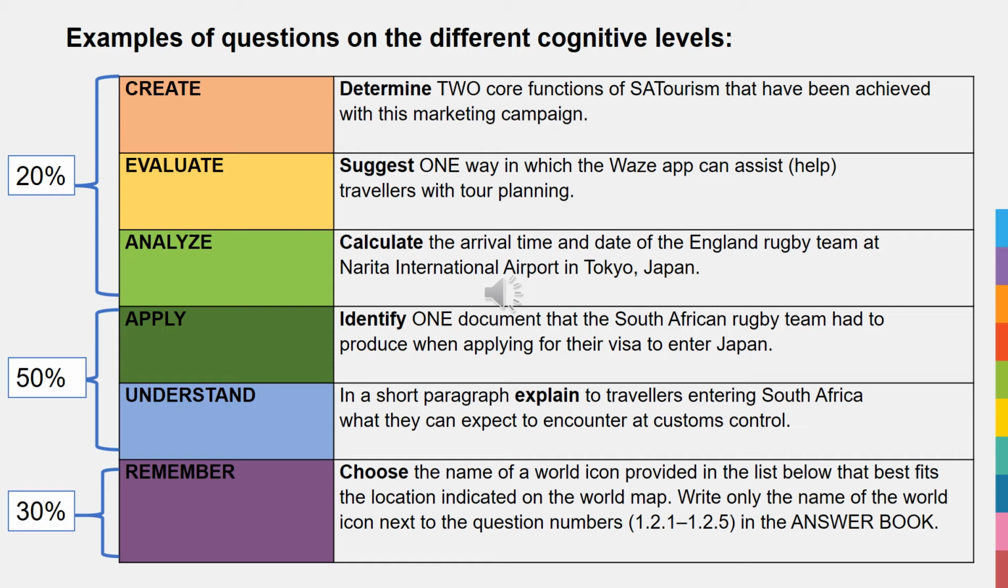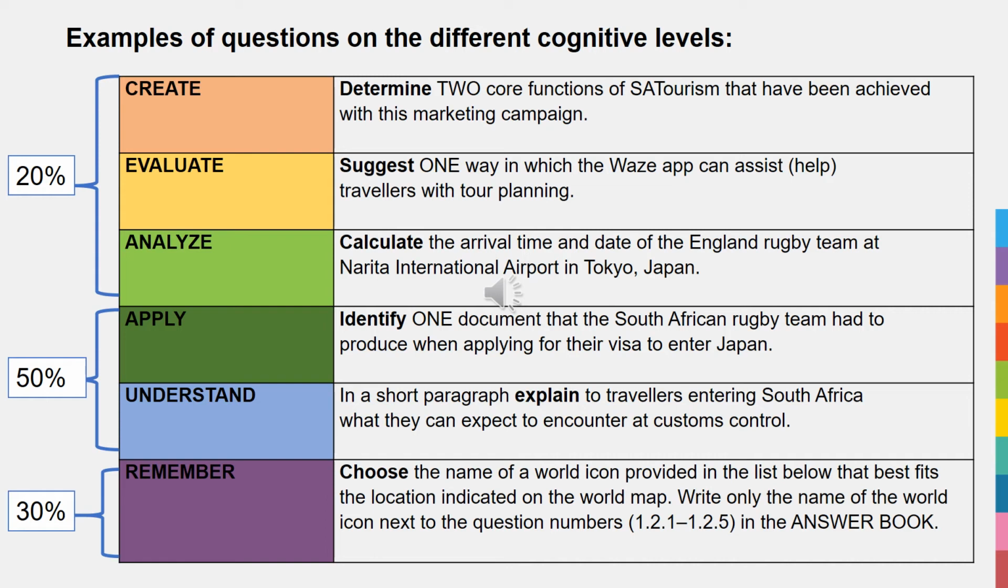Now, this is exactly a question from an exam paper. We use the word choose: choose the name of the world icon provided in the list below that best fits the location indicated on the world map. This is knowledge. You give them the icon, you give them the world map, they had to learn it, they just have to choose the correct name.